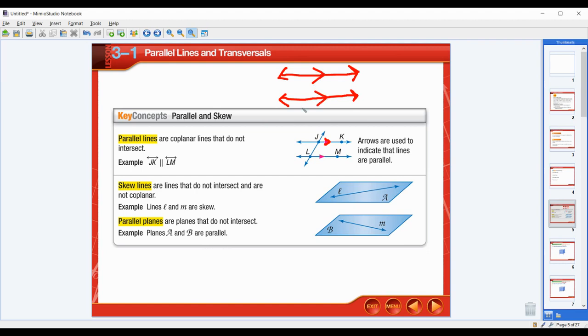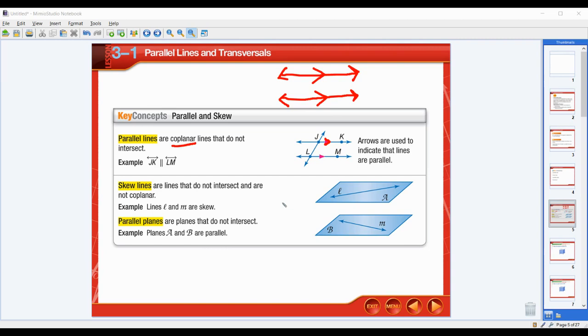So, for example, if you saw something like this, with two arrows on the lines, that would tell us that these are parallel lines and that they do not intersect. Notice they are coplanar. That's the biggest part of this definition: they are coplanar lines that do not intersect.